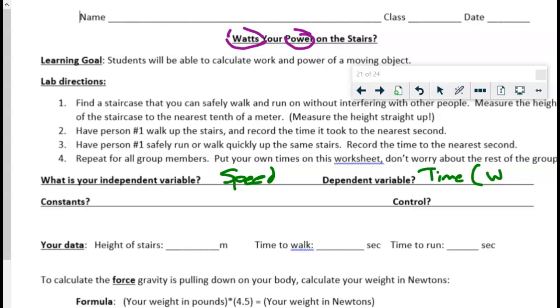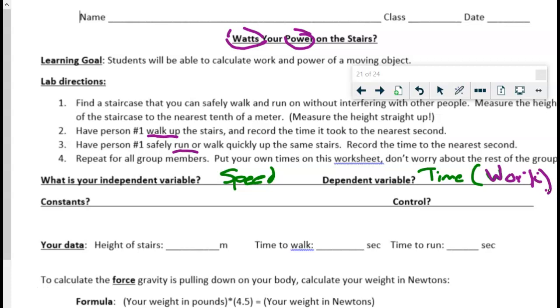You measured the height that you were walking, and you walked up the stairs, and then you ran up the stairs. So we have two different times. Everybody did their own thing, and that's what we got. So before we went, we figured out that your independent variable was the speed. So sometimes you walked, sometimes you ran. Dependent variable was the time, but we're going to use that time to calculate the work. So really, work is our dependent variable. We just have some math to get there.